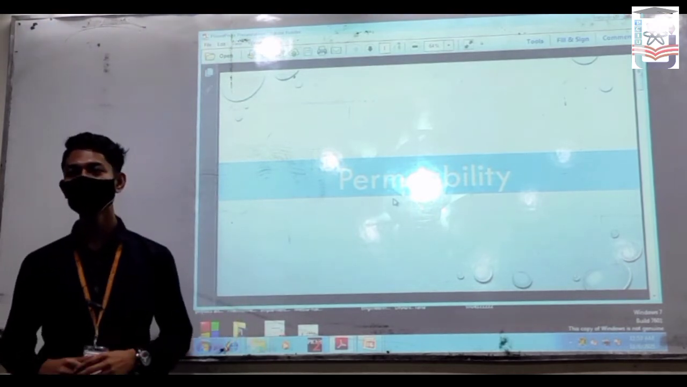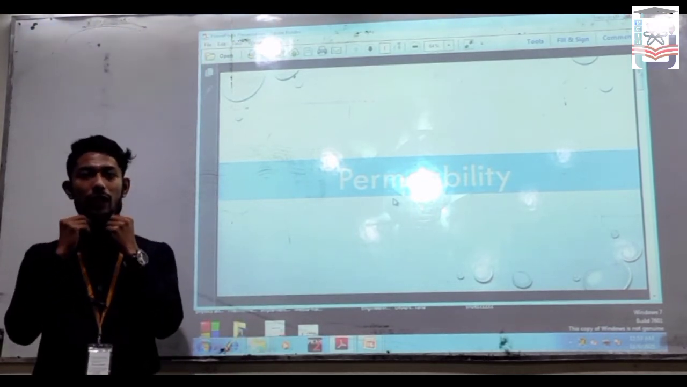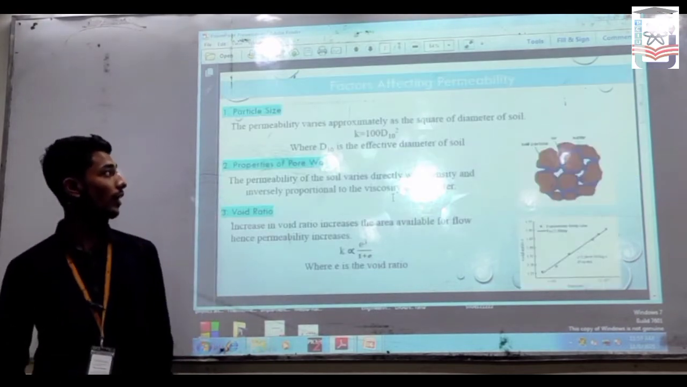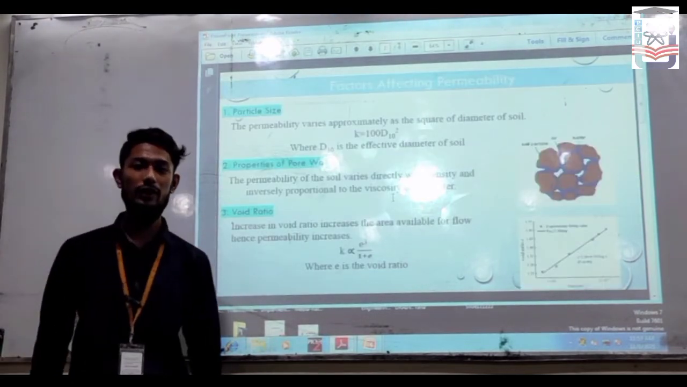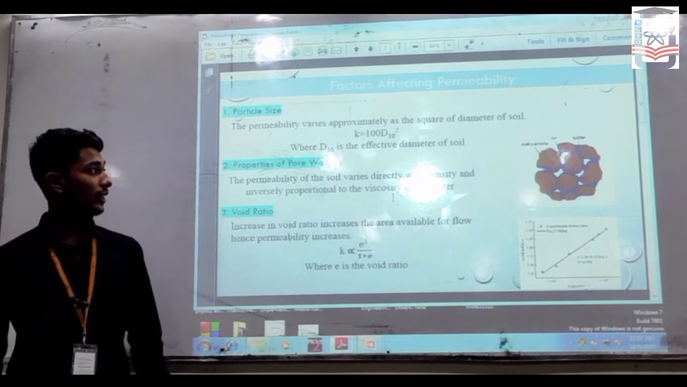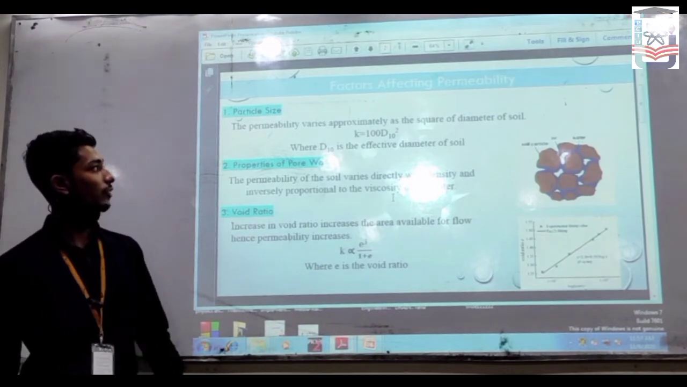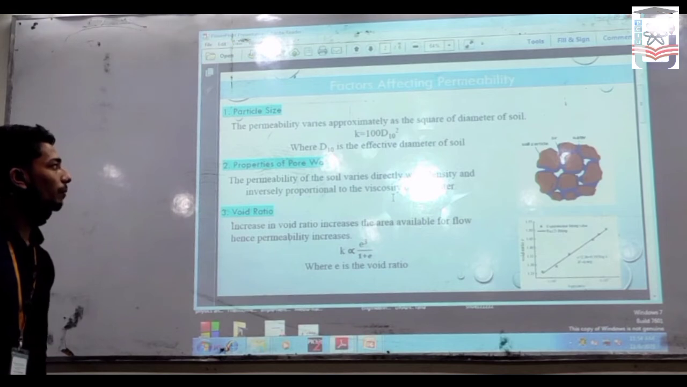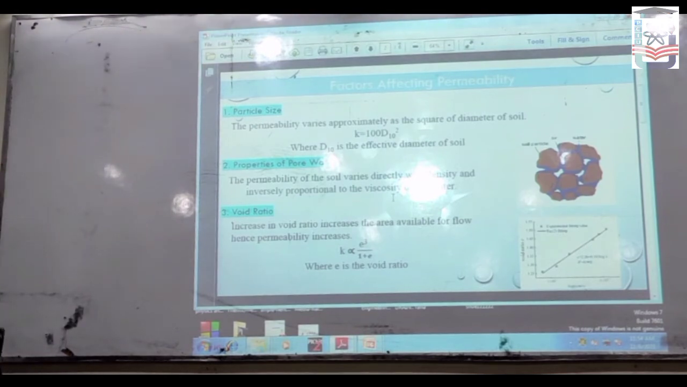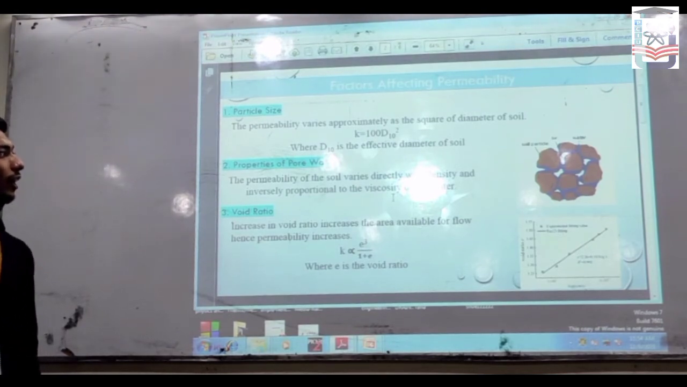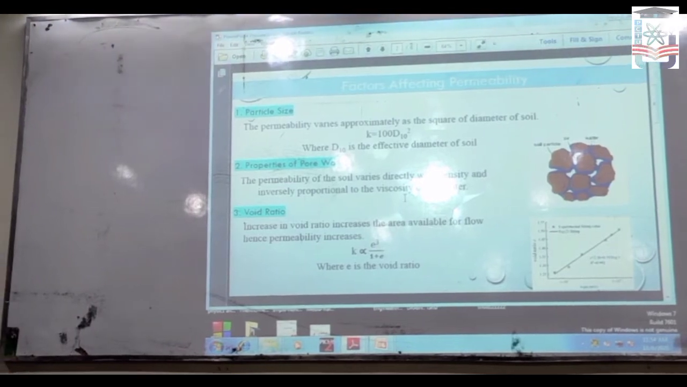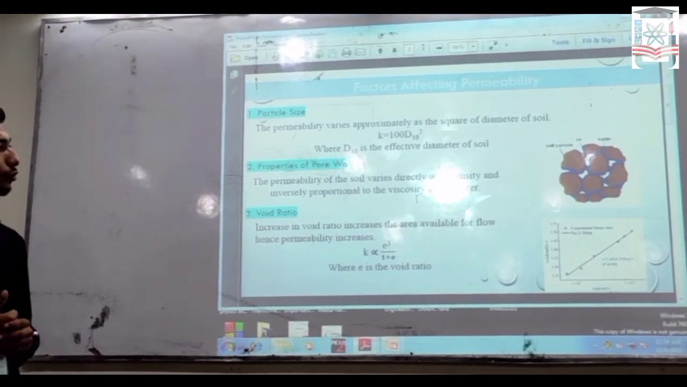Previously we learned about the titles of the factors affecting permeability. Now we will discuss in detail the factors affecting permeability. One, particle size: the permeability varies approximately as the square of the diameter of the soil particles. K is equal to 100 D10 square, where D10 is the effective diameter of the soil.